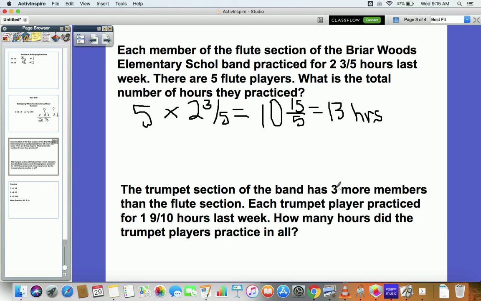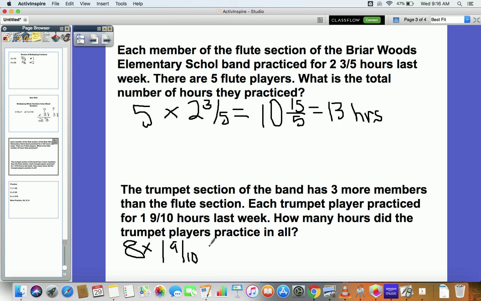So if the trumpet section has 3 more members, this one had 5, so 5 plus 3 means that the trumpets have 8 people. And they each practiced for 1 9/10 hours. Okay, so here's our new problem, 8 times 1 9/10.